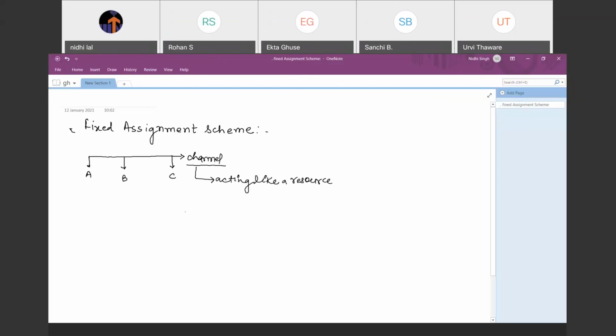And this resource can be divided when we divide the channel in terms of time. So time can act as one of the resources, then the frequency and the code. So according to this division, in the fixed assignment scheme, we will talk about TDMA, FDMA, and CDMA in today's lecture.